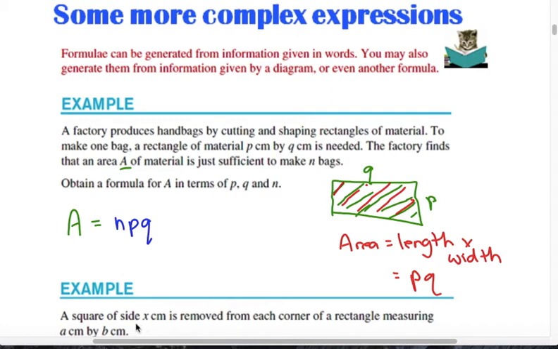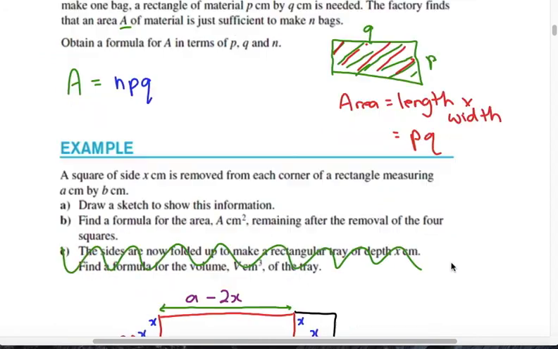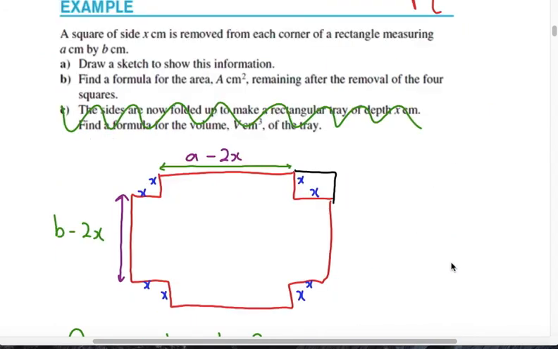Here's another one. A square of side x centimetres, so x by x, if you're to draw your square, x by x, is removed from each corner of a rectangle measuring A by B. Draw a sketch to show this info. Pretty complicated, this one. So here is the big one, the big length here. So this whole length here is B. This whole length here is A. And so regularly it would have been a rectangle of length B by A. But what we've done is we've cut little squares out of each corner.